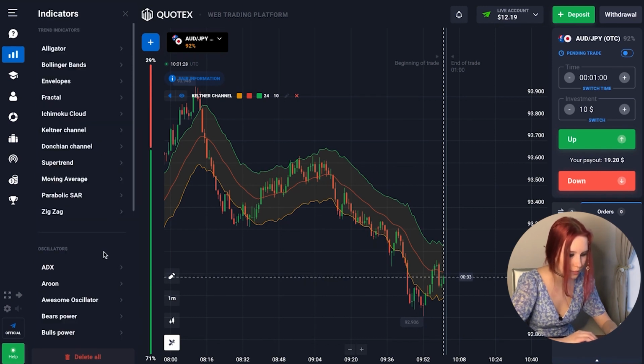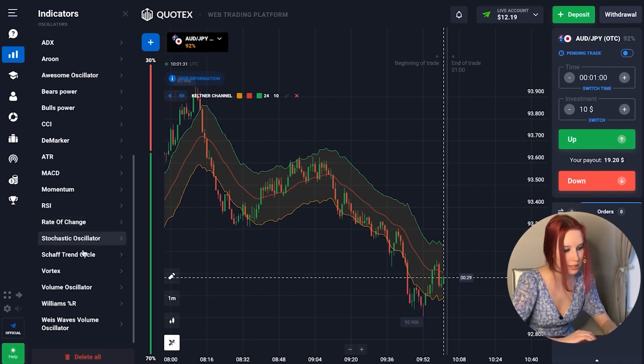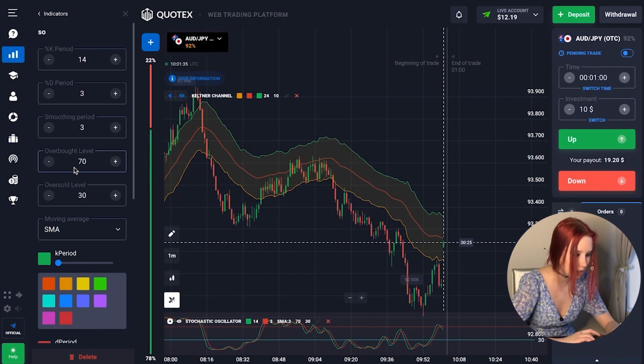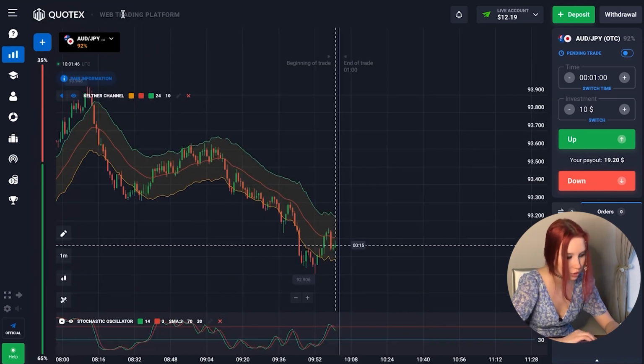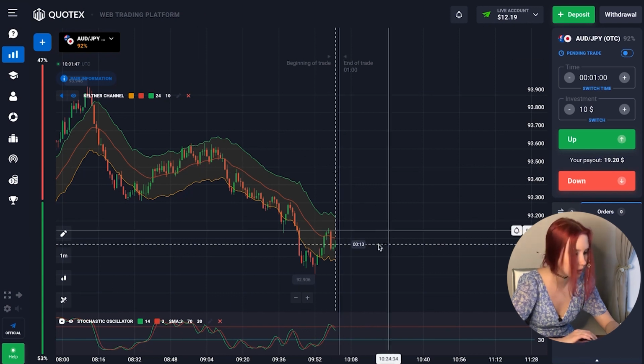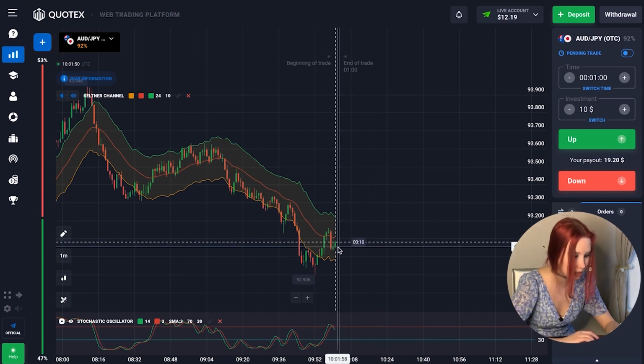Let's go further, and I'll select one more tool, and this will be the stochastic oscillator. So let's go to the oscillators panel, and the stochastic oscillator is here. Default settings are enough. It's a perfect tool that shows me oversold and overbought areas. So I'll just close this window and go to the list of currency pairs before starting to trade.